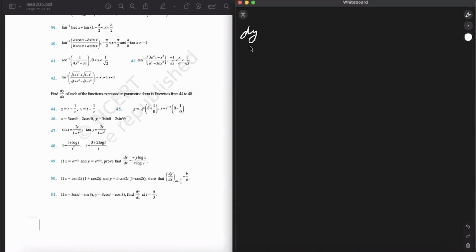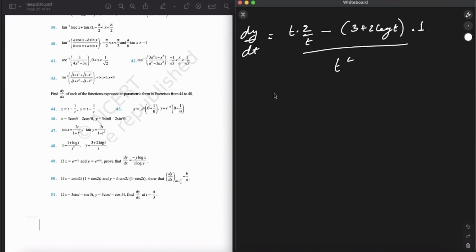Now dy by dt. It is t times the differentiation of 3 plus 2 log t, which is 2 by t, minus (3 plus 2 log t), whole divided by t square. So on simplifying it, 2 minus 3 minus 2 log t, whole divided by t square, which is minus 1 minus 2 log t upon t square.